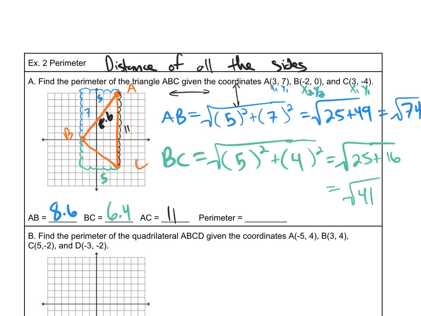So the last step here to get your perimeter is you just want to make sure you take and add up the distance of all of these sides. So we have AB was a distance of 8.6.